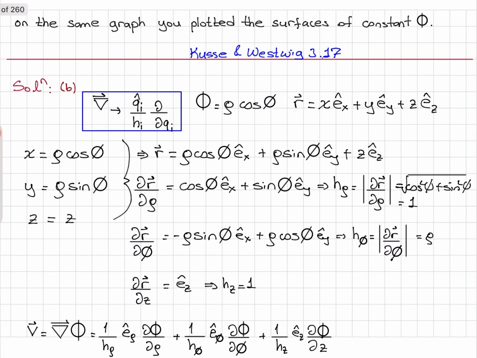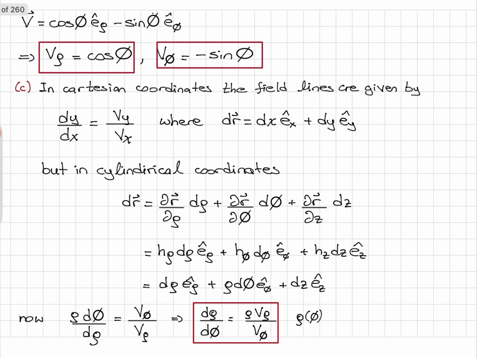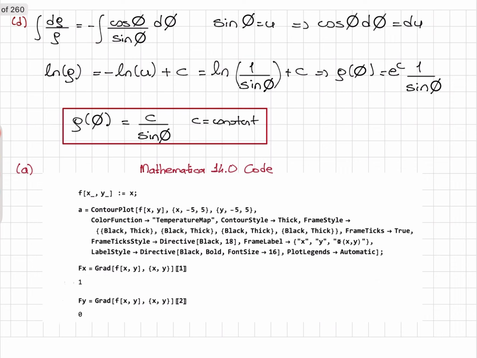So when we worked through this problem, we found that the radial and azimuthal components are cosine phi and minus sine phi given in cylindrical coordinates, and we have obtained rho of phi is equal to a constant divided by sine phi for rho as a function of phi in part D.